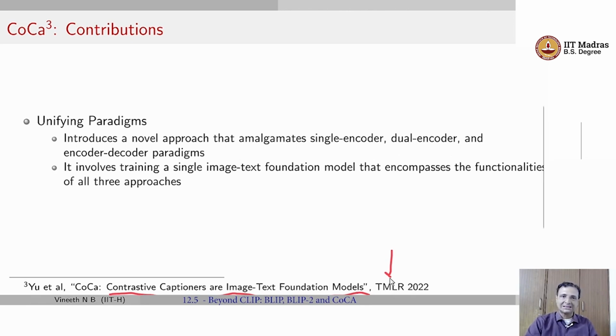The CoCa model has the objective of unifying different paradigms. That is, they try to introduce an approach that brings together single encoder models, dual encoder models, as well as encoder-decoder paradigms to be able to get a foundation model that can solve various tasks. So they ideally want to train an image text foundation model that encompasses the functionalities of all of these kinds of approaches: a single encoder, a dual encoder, and an encoder-decoder paradigm.